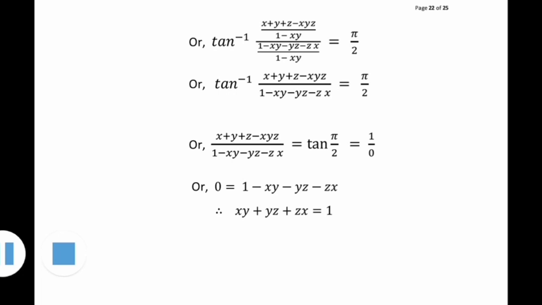The numerical value of tan pi by 2 is 1 by 0. If we cross multiply, we get 0 equals to 1 minus xy minus yz minus zx, and finally get the result, that is xy plus yz plus zx equals to 1.